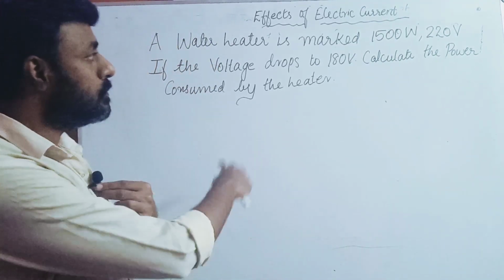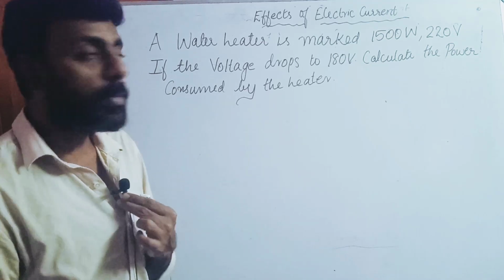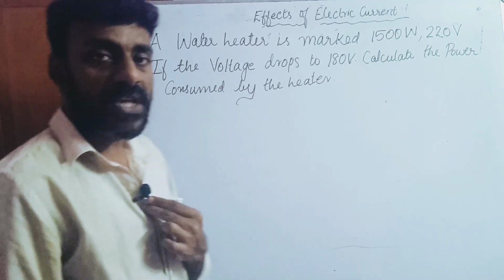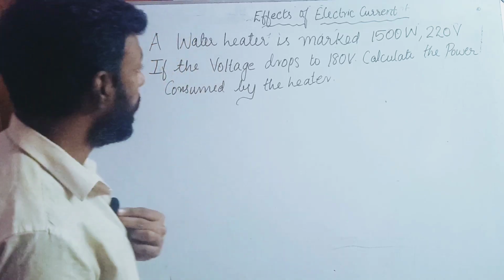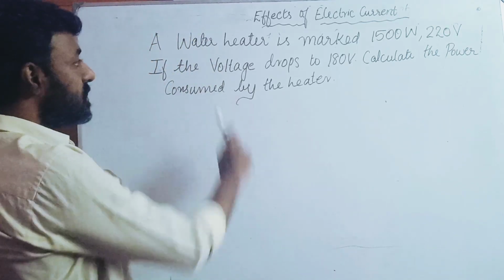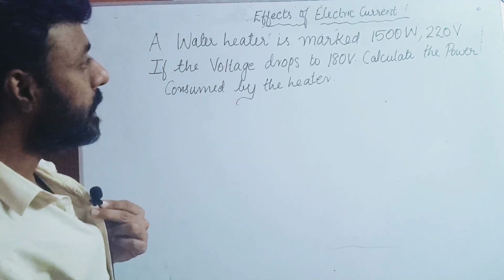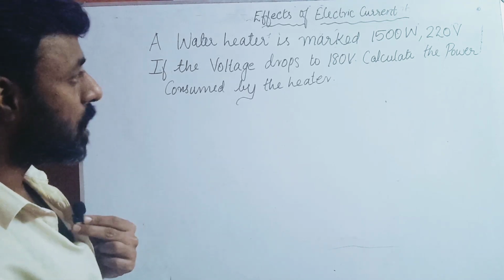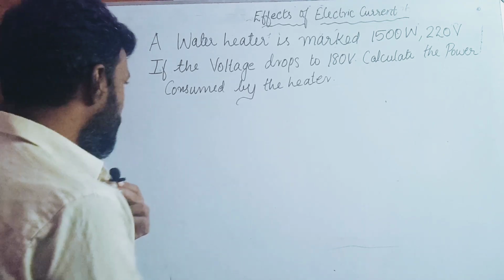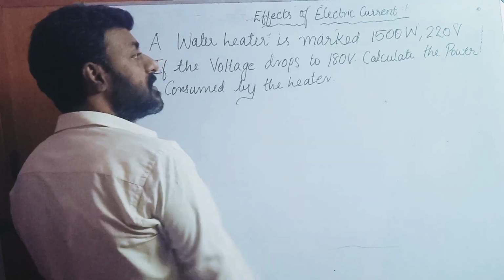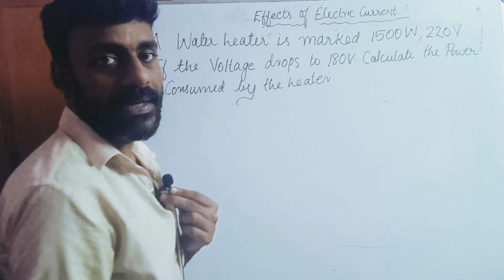Today we are going to discuss another problem which comes under the chapter Effects of Electric Current. I'll read out the problem. The problem states like this: A water heater is marked 1500 watts, 220 volts. If the voltage drops to 180 volts, calculate the power consumed by the heater.